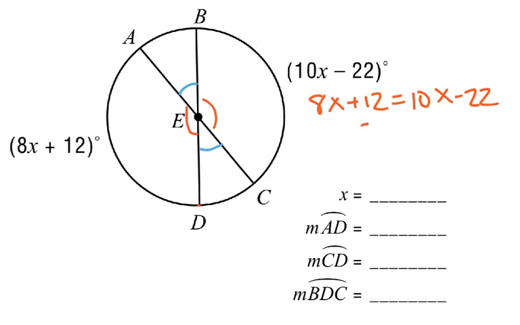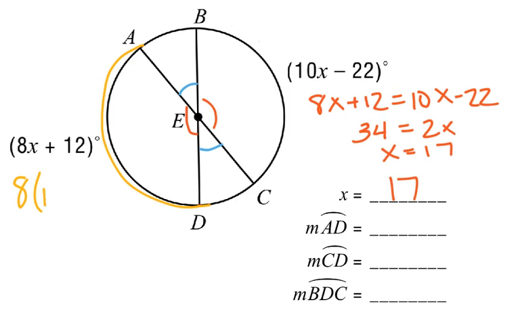So I'm going to add the 22 to the other side. And I'm going to subtract the 8x over. So I got x equals 17. And then it wants me to find just some different dimensions. So it wants me to find the measure of AD. So that's here to here. And if I know that x equals 17, I can just plug that in. So 8 times 17 plus 12, I got 148.